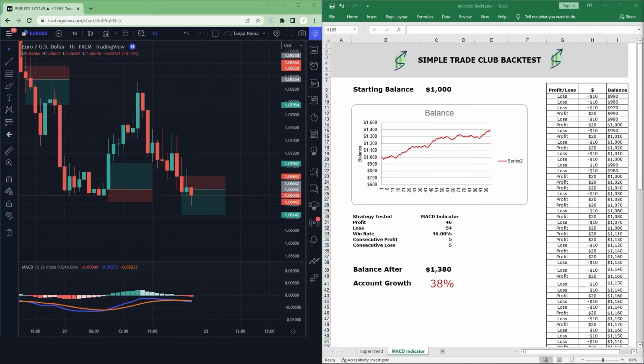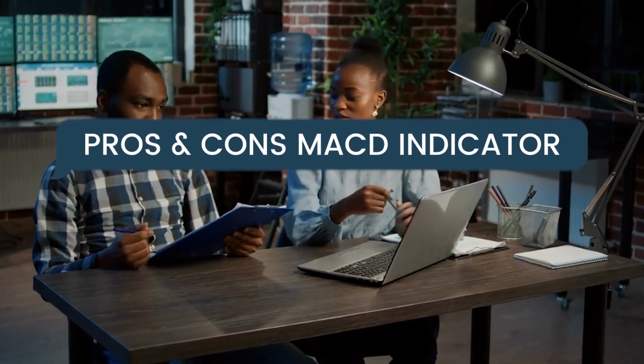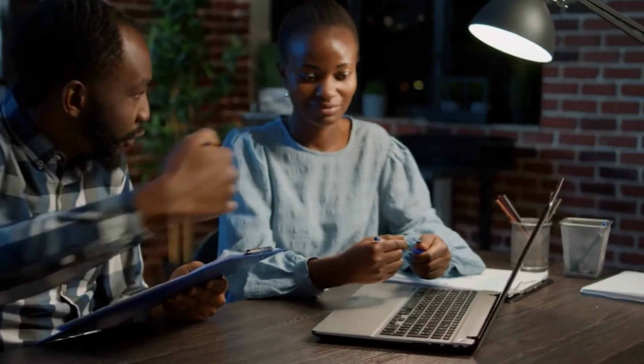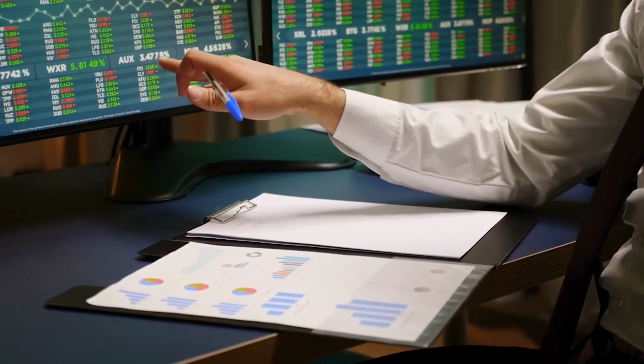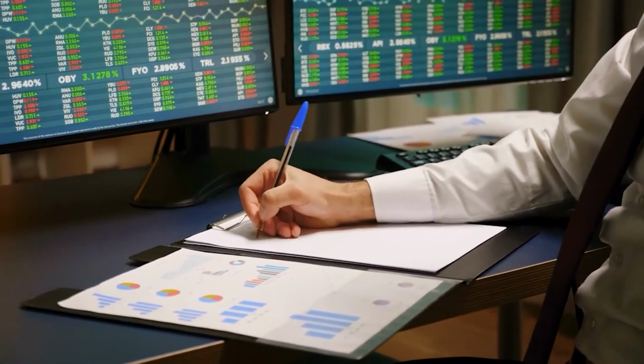Now, we want to tell you the pros and the cons of this indicator. The pro of using this indicator is that it is very easy to use, even if you are a beginner in Forex trading. Even though this is a simple strategy, it can make your account grow.